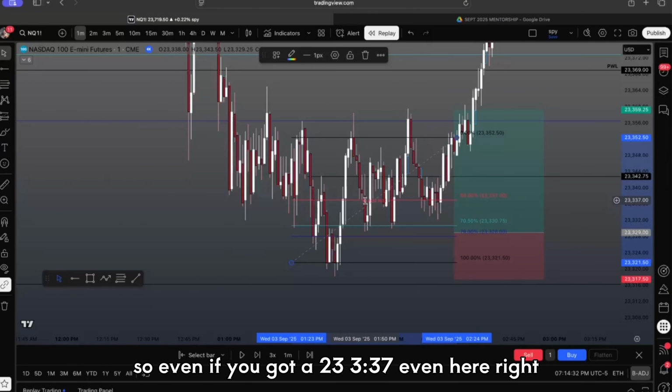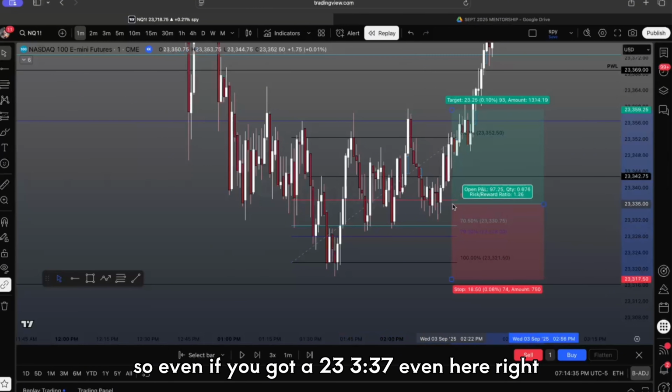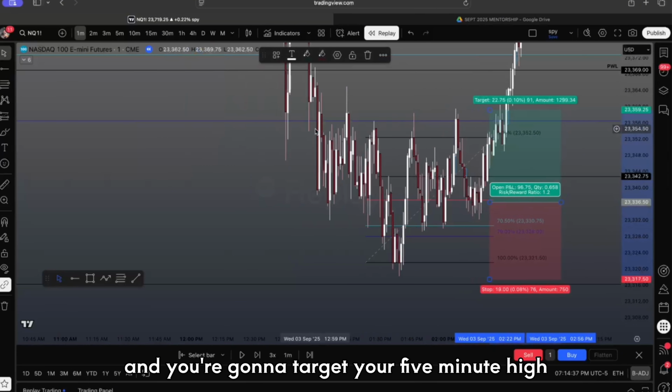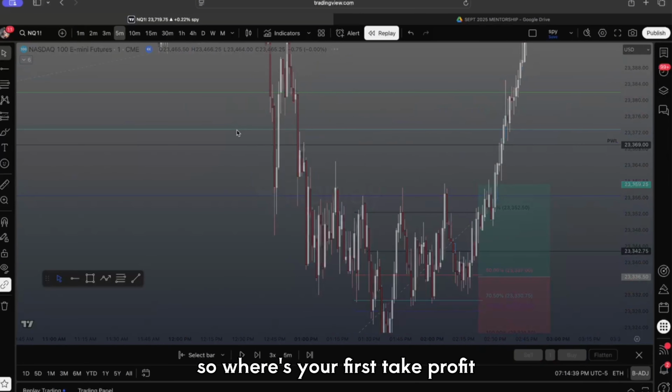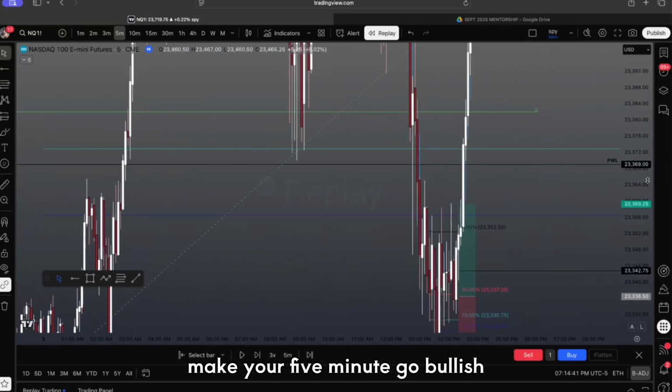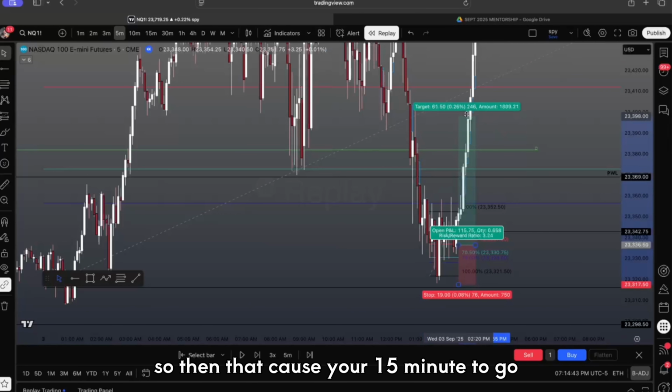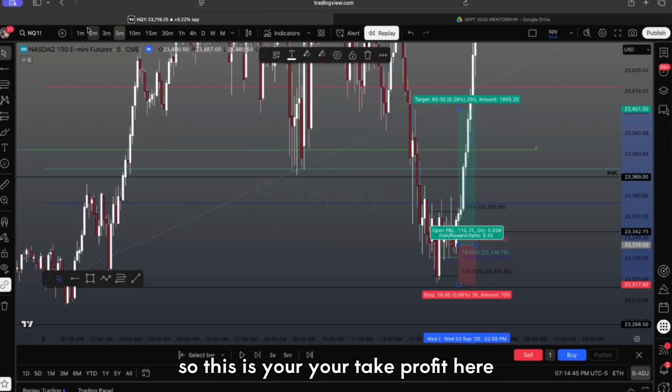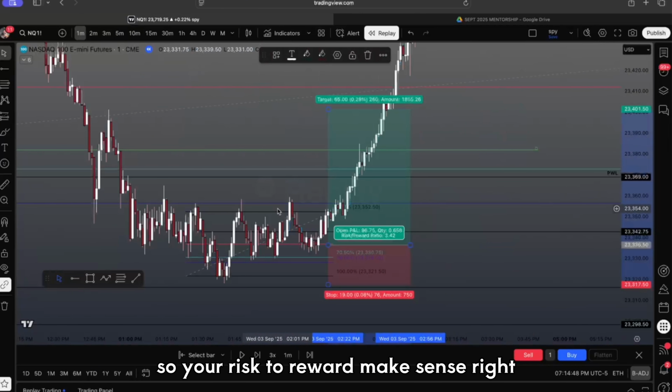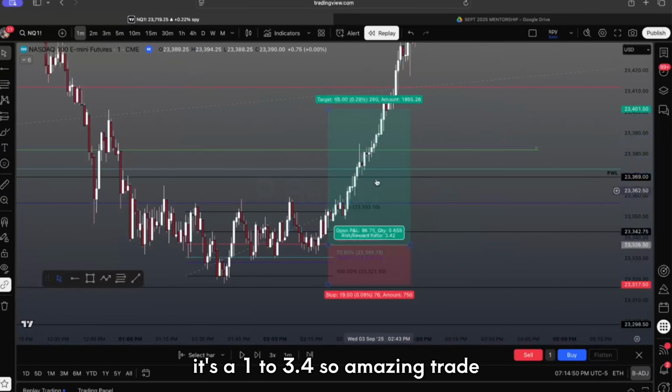So even if you got in at 23,337, even here, boom, you get in here and you're going to target your 5 minute high. So where's your first take profit? Because you want to make your 5 minute go bullish, so then that causes your 15 minute to go bullish as well. So this is your take profit here. So your risk to reward makes sense, right? It's a 1 to 3.4.